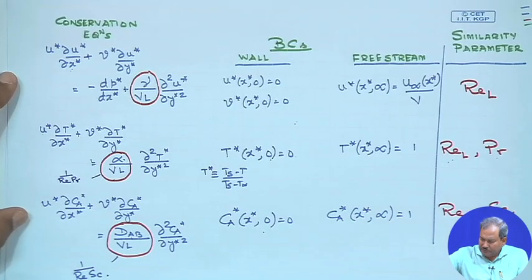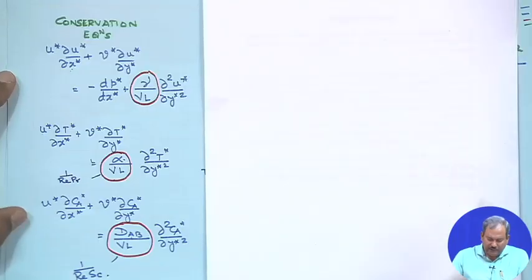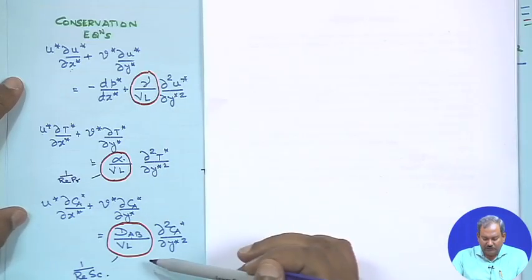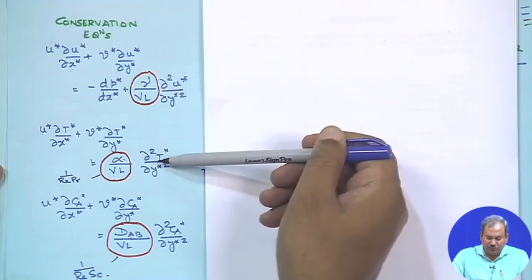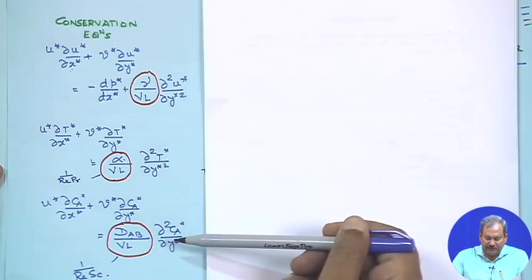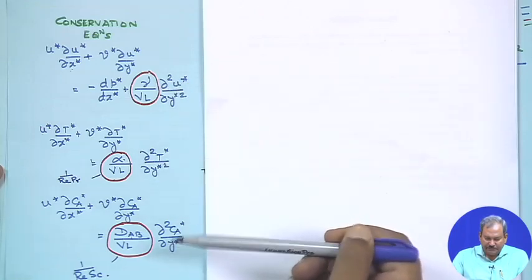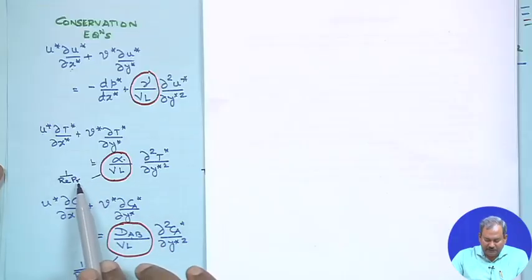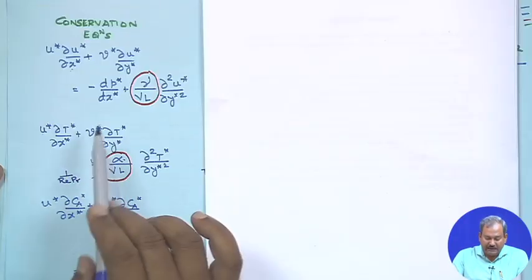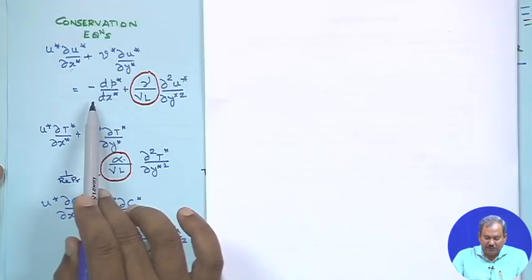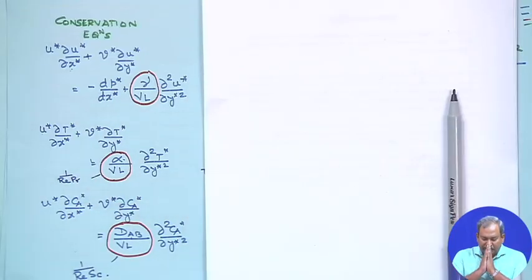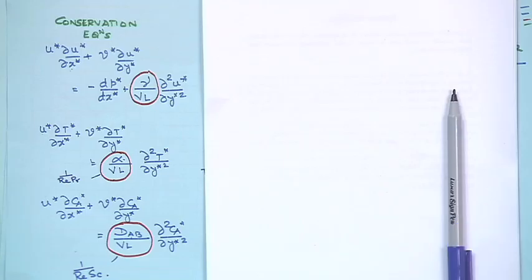So, forgetting about this part, if I only consider these three cases, then I can say that these three equations will be similar only when the Prandtl number is equal to 1 and Schmidt number is equal to 1, and for the case where dp dx is 0, that means we are dealing with a flat plate. So, think about the implication of our assumption here.